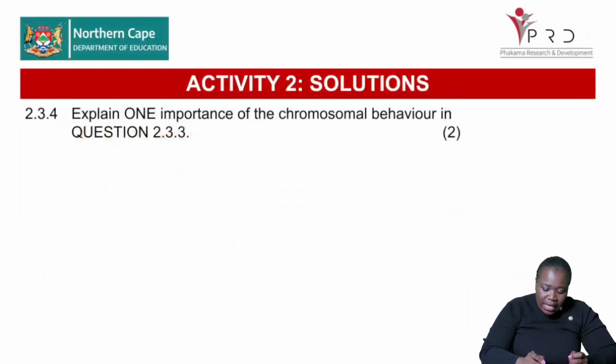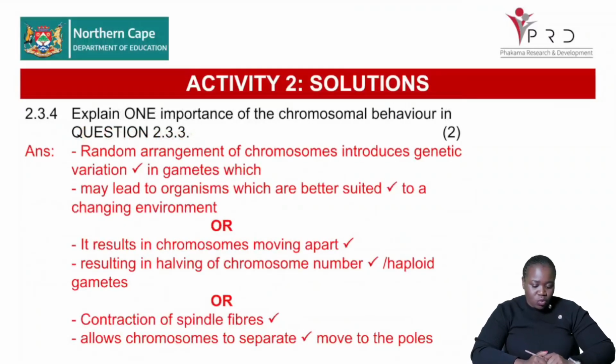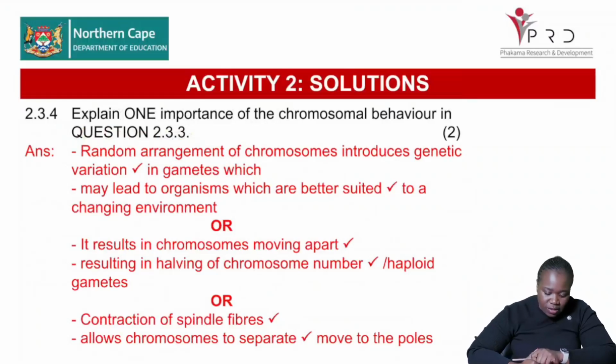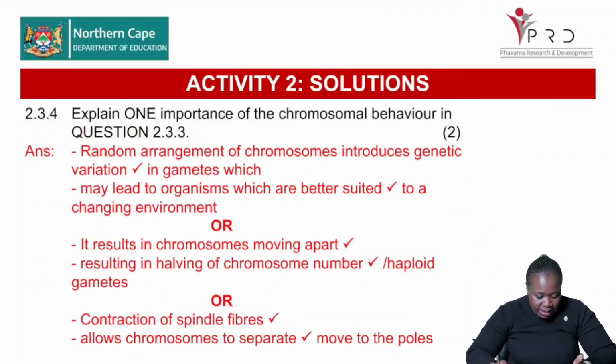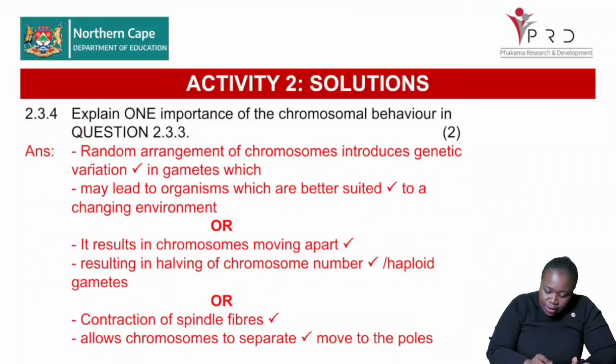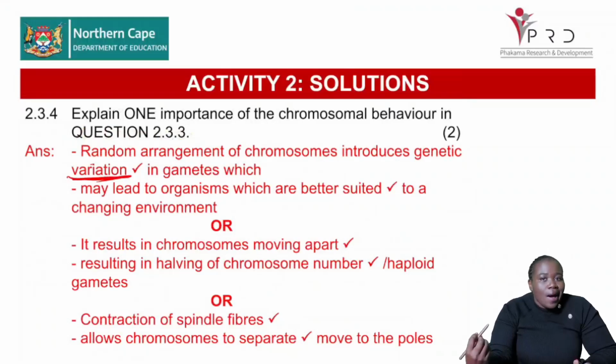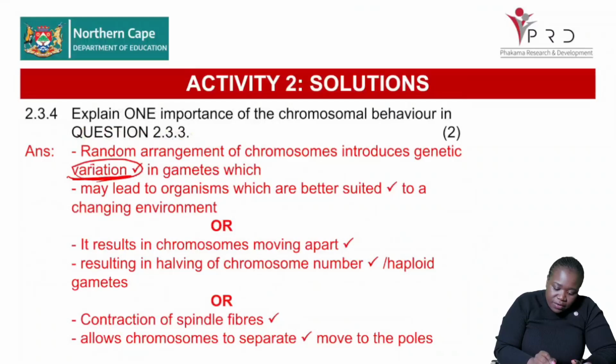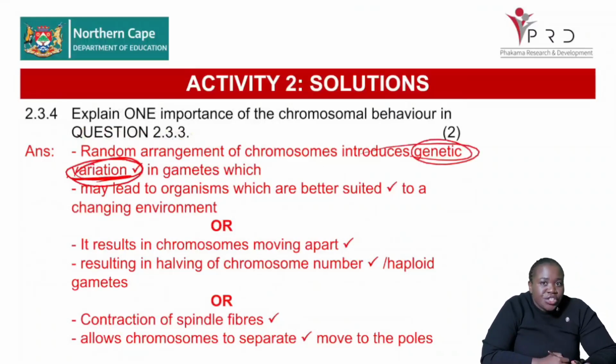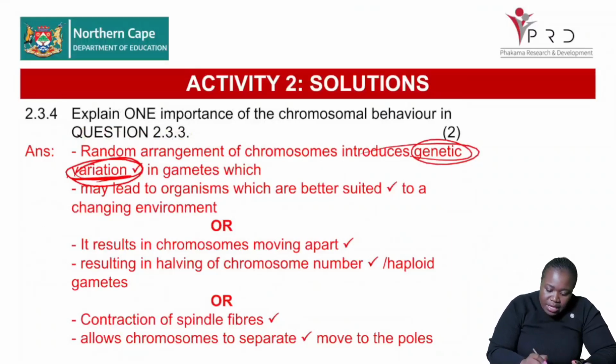This one we said, why is it important for this random arrangement of chromosomes to take place at the equator in metaphase I? Let's have a look at the 3 options that we have. The random arrangement of chromosomes introduces genetic variation. When the chromosomes are randomly arranged, it means that the cells produced are going to be different, which is mainly why we want meiosis to take place, for the cells to be different from each other. When cells are different from each other, we say there is genetic variation. The offspring that we are going to produce are going to be different from each other. This may lead to organisms which are better suited to a changing environment.